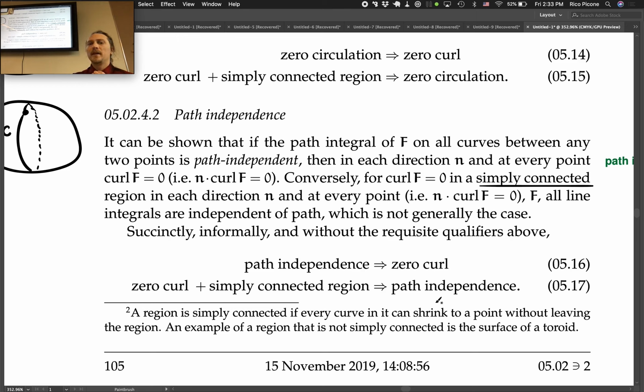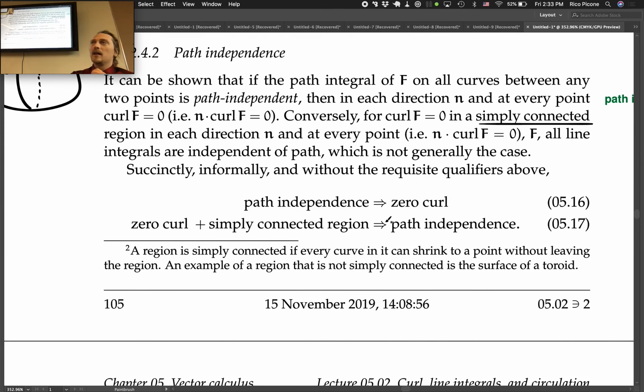Okay, path independence is nice, right? It doesn't matter how we go from one point to another point. If the integral is the same no matter which path you take between those two points, that's a nice thing for computation. It also has some interesting physical implications for different systems that have this property of path independence. The one that Shea uses is the electric field, but there are others.